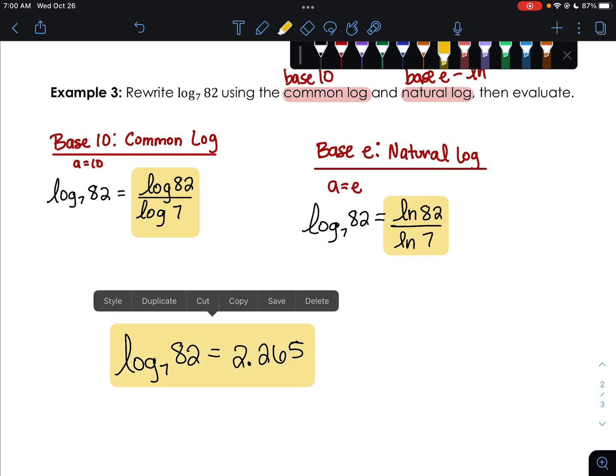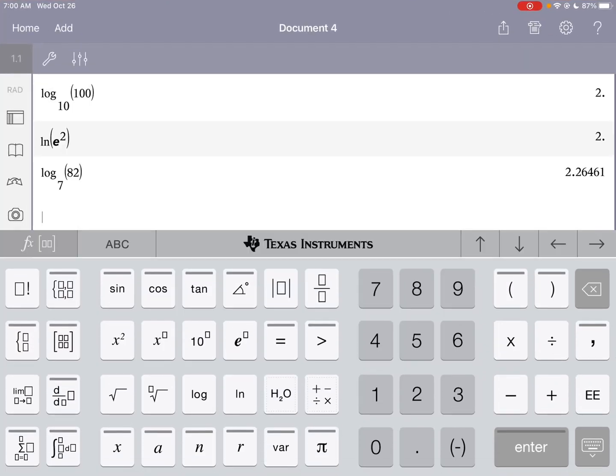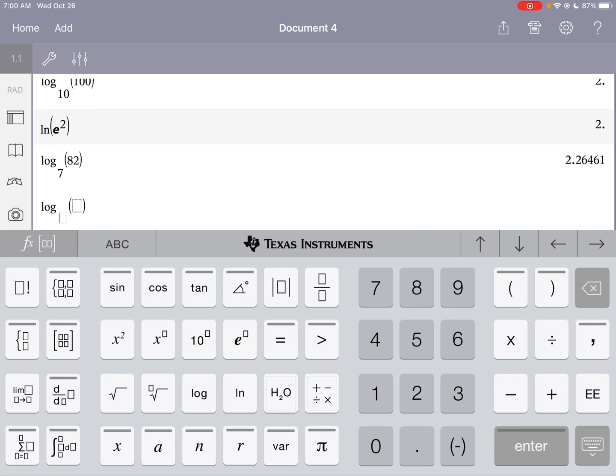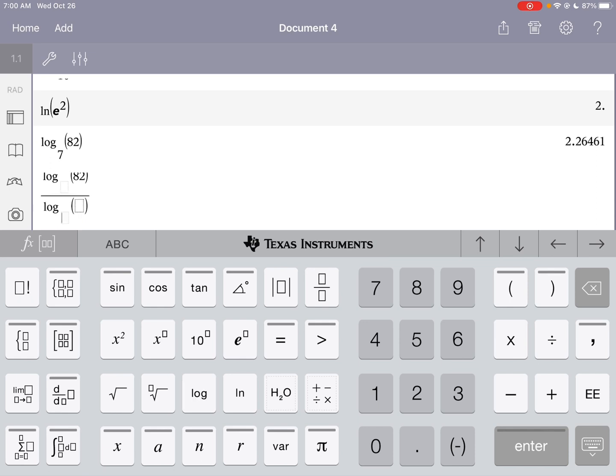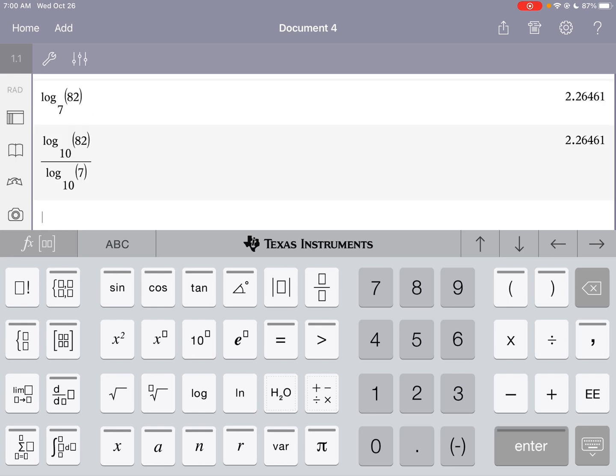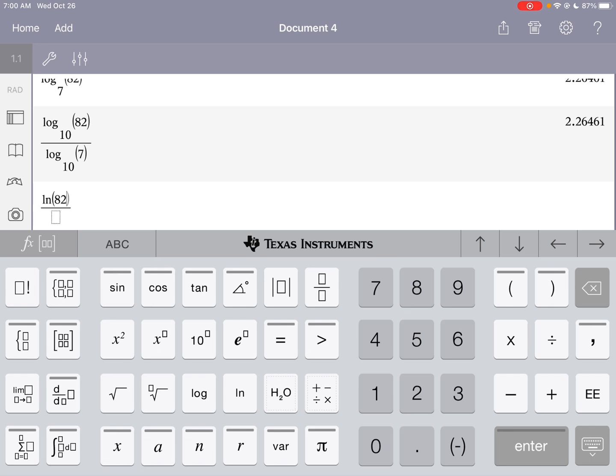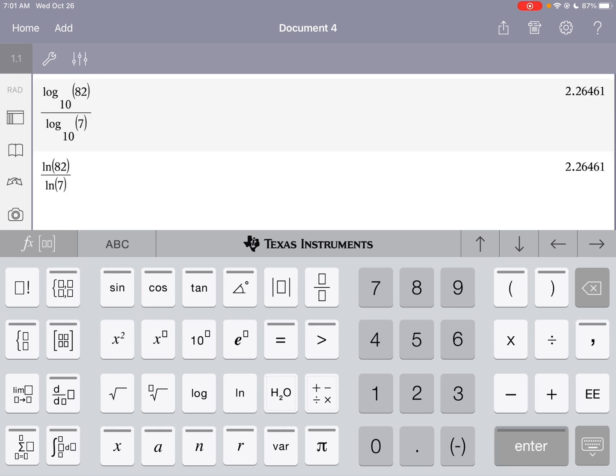Now, I want to show you that when we evaluate log 82 over log 7, we get the same thing. So log of 82, give me my fraction of log base 7. Again, I did not type in a base because we did not have a base, and it's a base 10. If you want to type in a 10, you can, but if you don't, it does it for you. And notice I get the exact same answer, 2.26461. If I switch it to the natural log, so the natural log of 82 over the natural log of 7, I get the same exact thing.